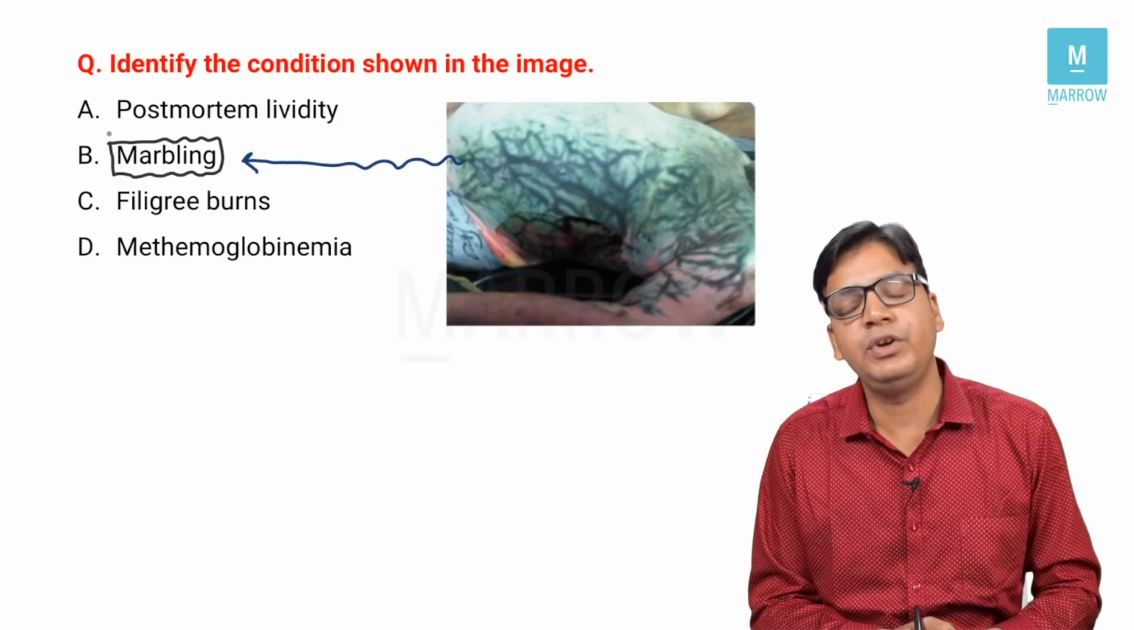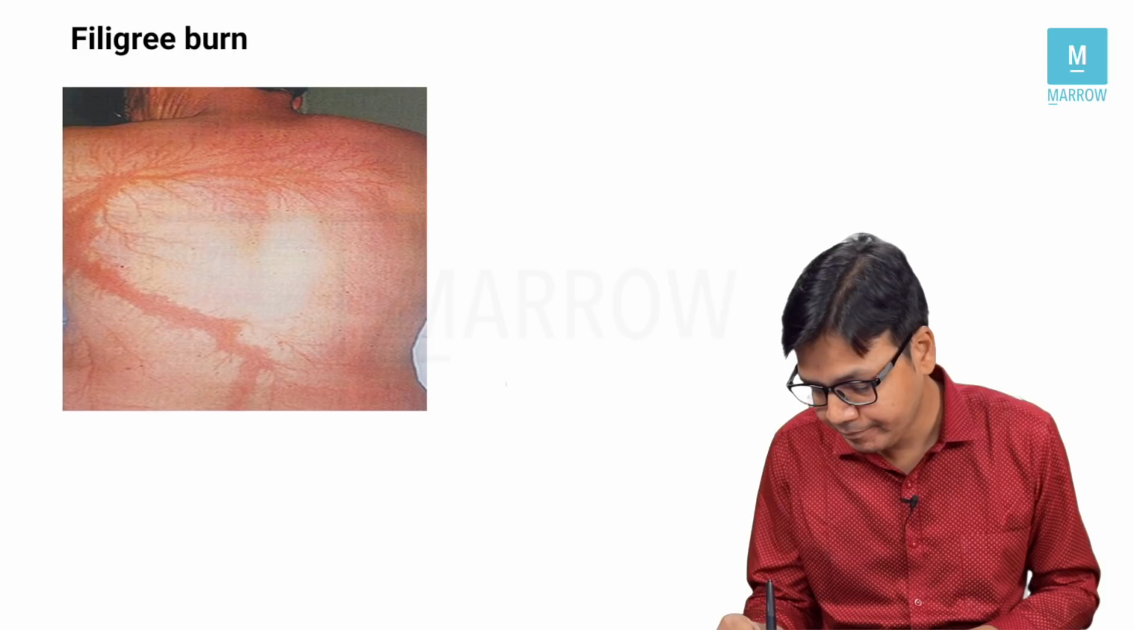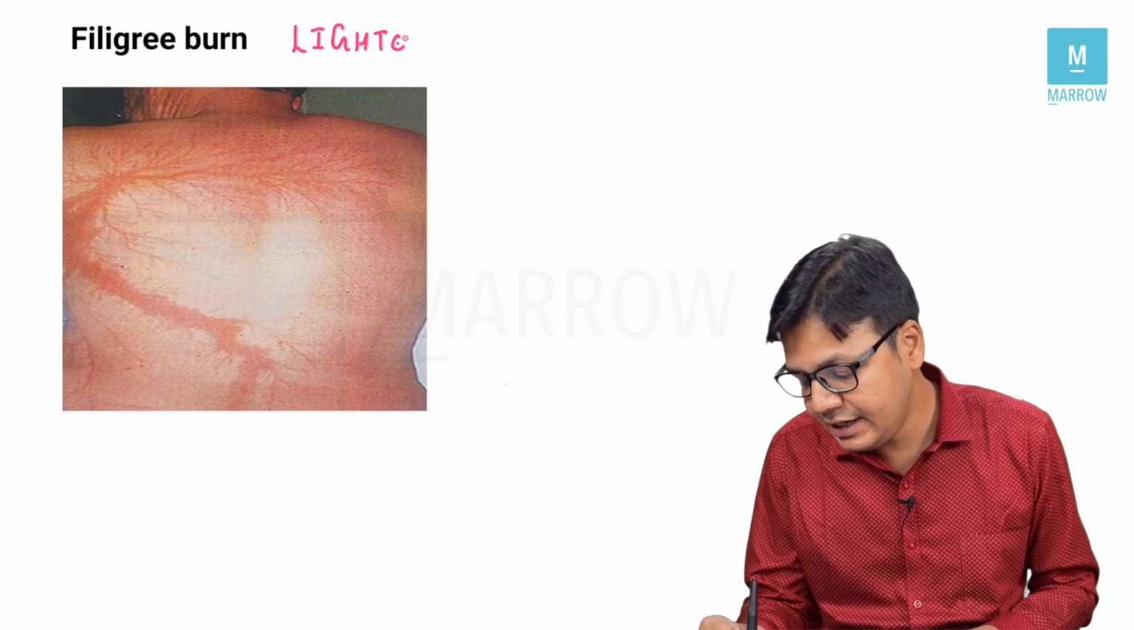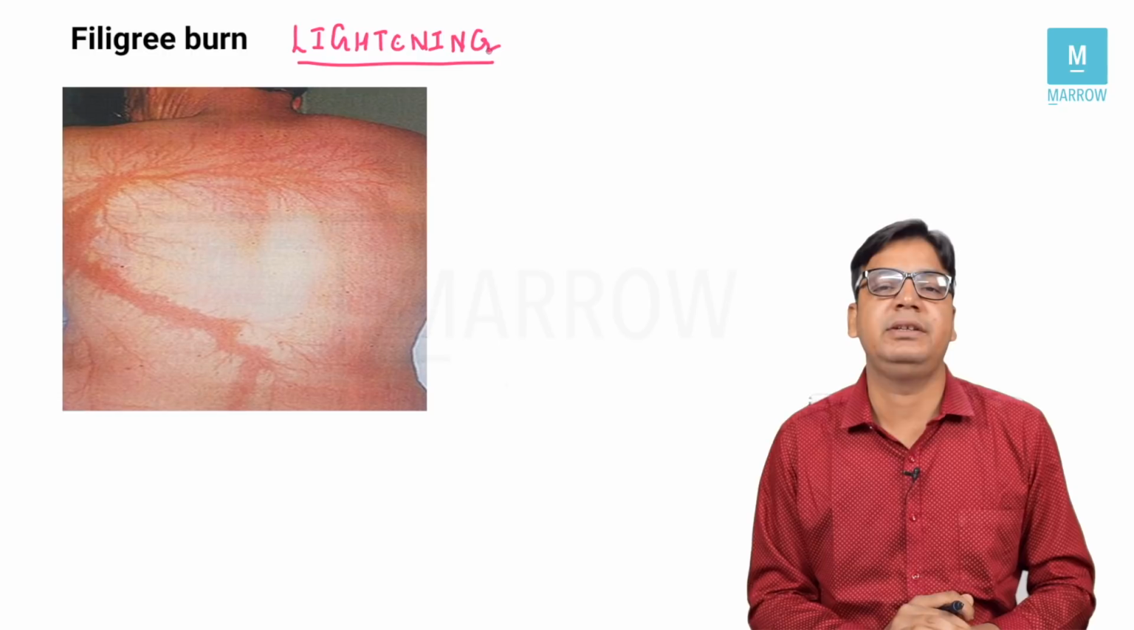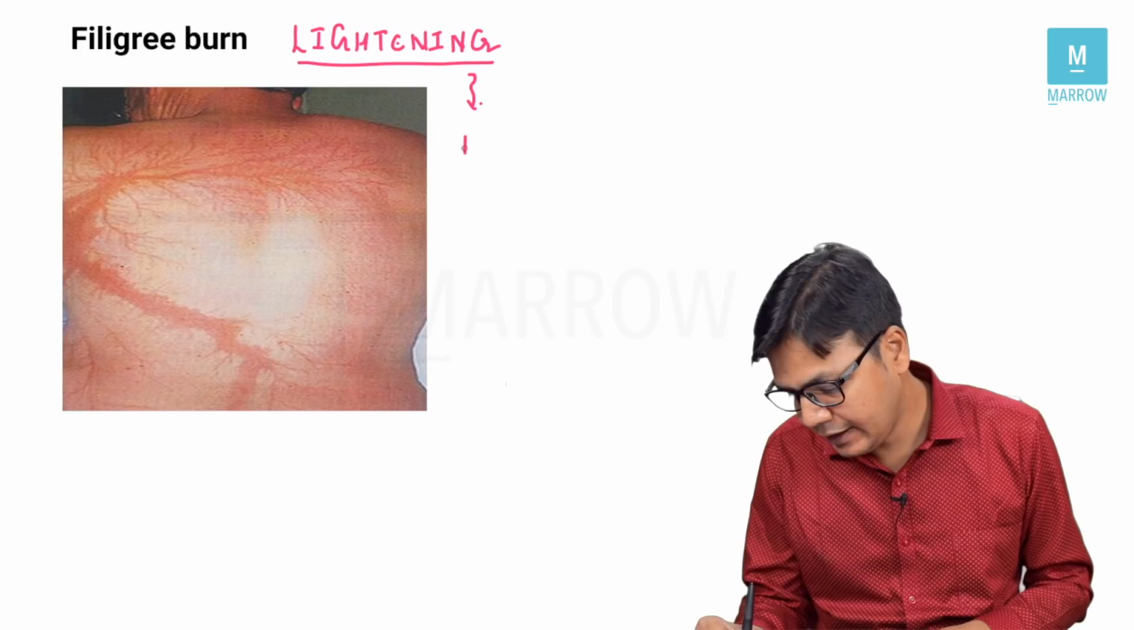Now you must be confused here with this one. Yes, this one. This is filigree burn. So filigree burn are seen in lightning injuries. Jab aapke upar bijli gir jati. These are seen in lightning injury. These burn are known as filigree burn. And actually the mechanism of filigree burn is denaturation of the RBC. You can see the mechanism of filigree burn. These are superficial burn.